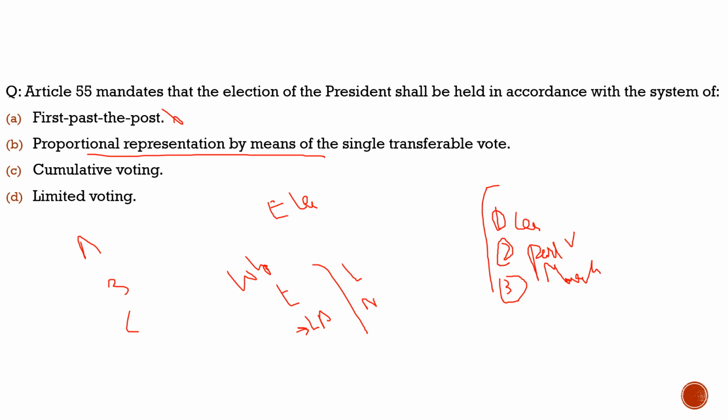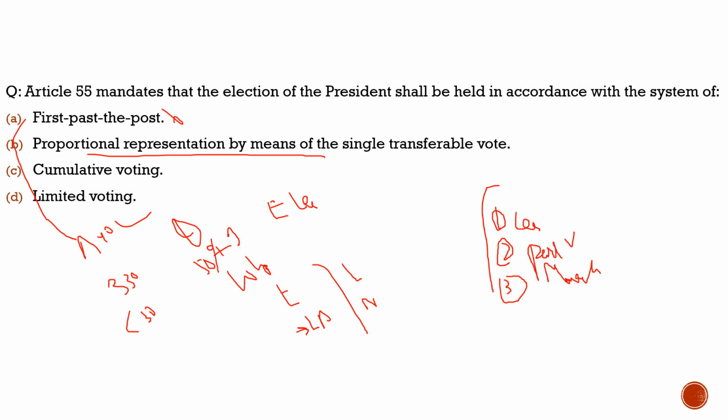Usually in our elections, for example, if A gets 40 votes, B gets 30, and C gets 30, A automatically gets elected because he got the maximum. This is the first past the post system. But in the presidential election, it is not so. The person being elected president should get the quota. And what is the quota? The quota is 50% plus 1: the number of members who voted, divided by 2, plus 1.